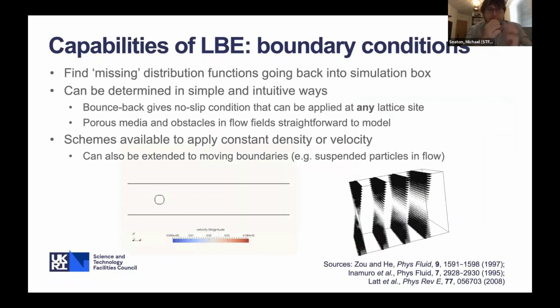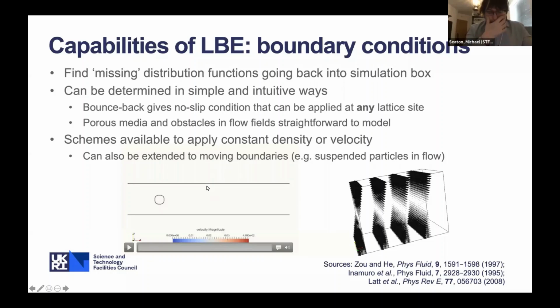Okay, so some of the things that we can do with Lattice Boltzmann: we can apply lots of different kinds of boundary conditions, and the aim of those boundary conditions is basically to find some missing distribution functions that point back into the simulation box. But these can be determined in fairly simple and intuitive ways. One very simple form of boundary condition that we can use is bounce back, literally just reflecting the distribution functions back from where they came.